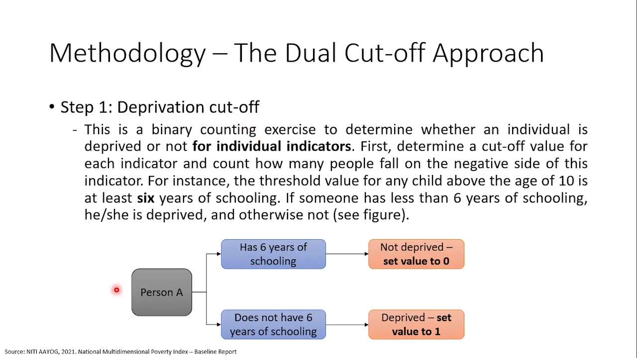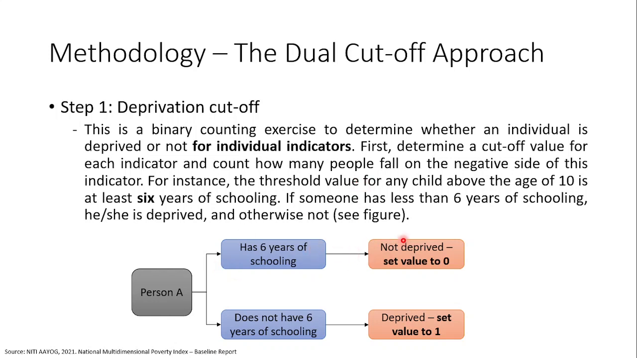So you can see in this figure here, if this person has 6 years of schooling, that means he is not deprived. If he does not have 6 years of schooling, then he is deprived. That is what is meant by deprivation cutoff. For each indicator, you have to define your threshold value. An example is this: the threshold value for number of years of schooling is 6 years, for anyone above the age of 10.